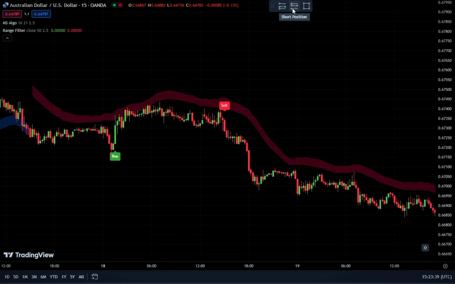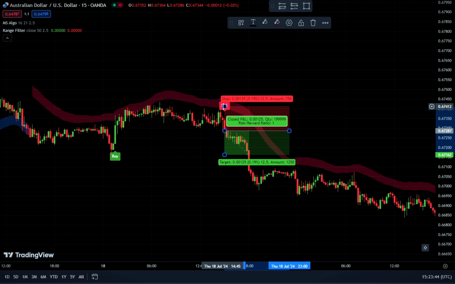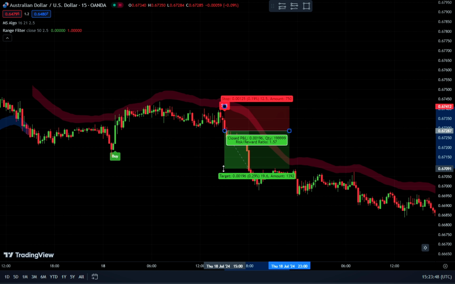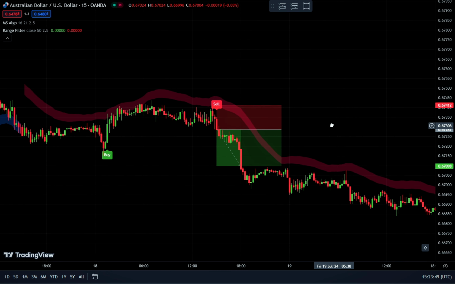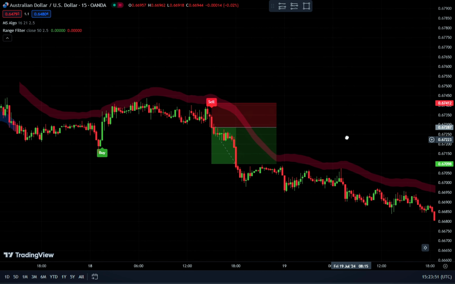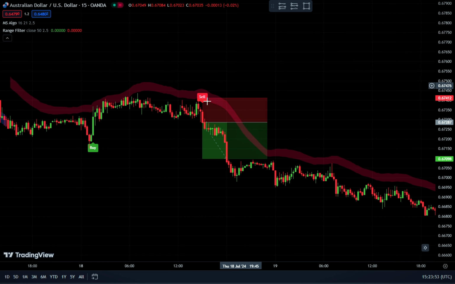Make sure the candlestick formed is a bearish candlestick. If all conditions are met, you can place a sell order after the bearish candlestick has closed. Place the stop loss at the last swing high. Use a take profit target with a risk and reward ratio of 1 to 1.5.